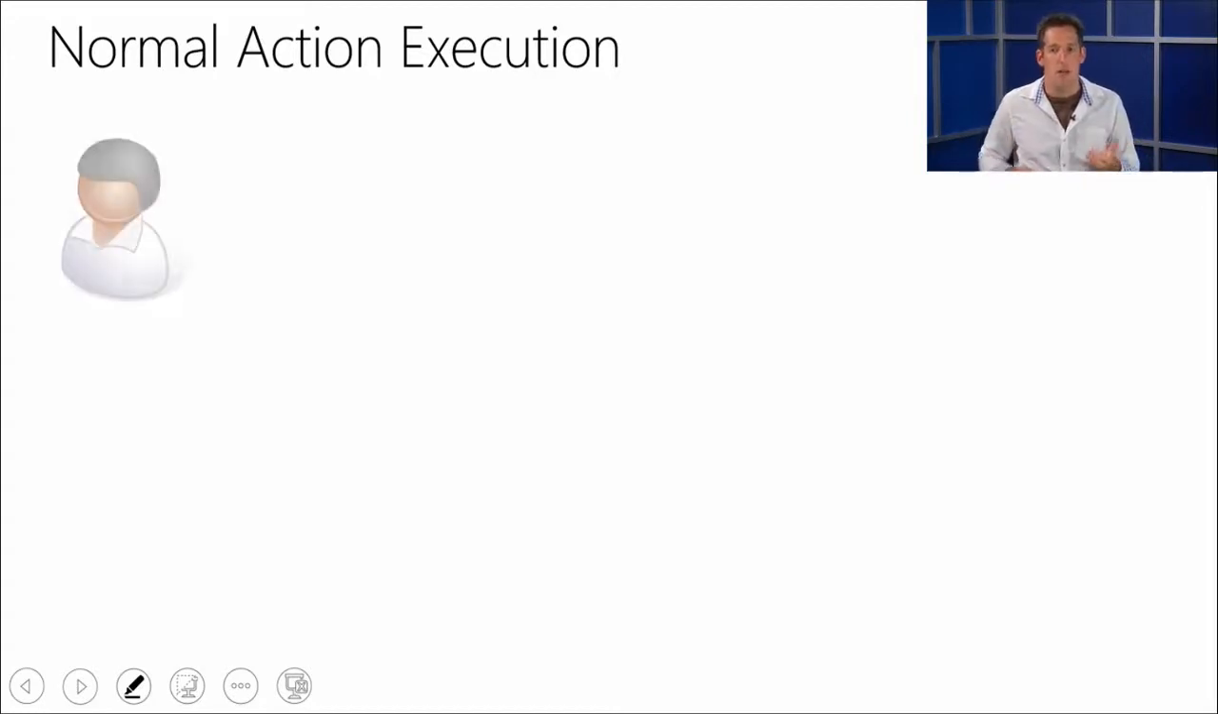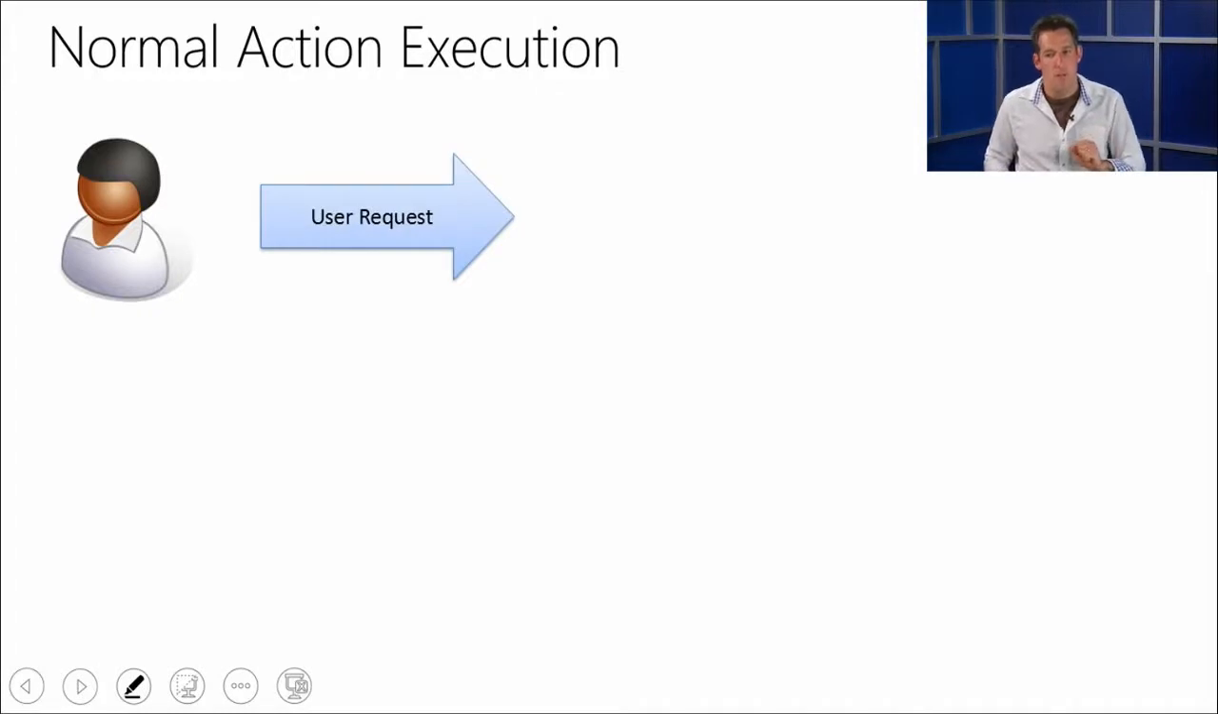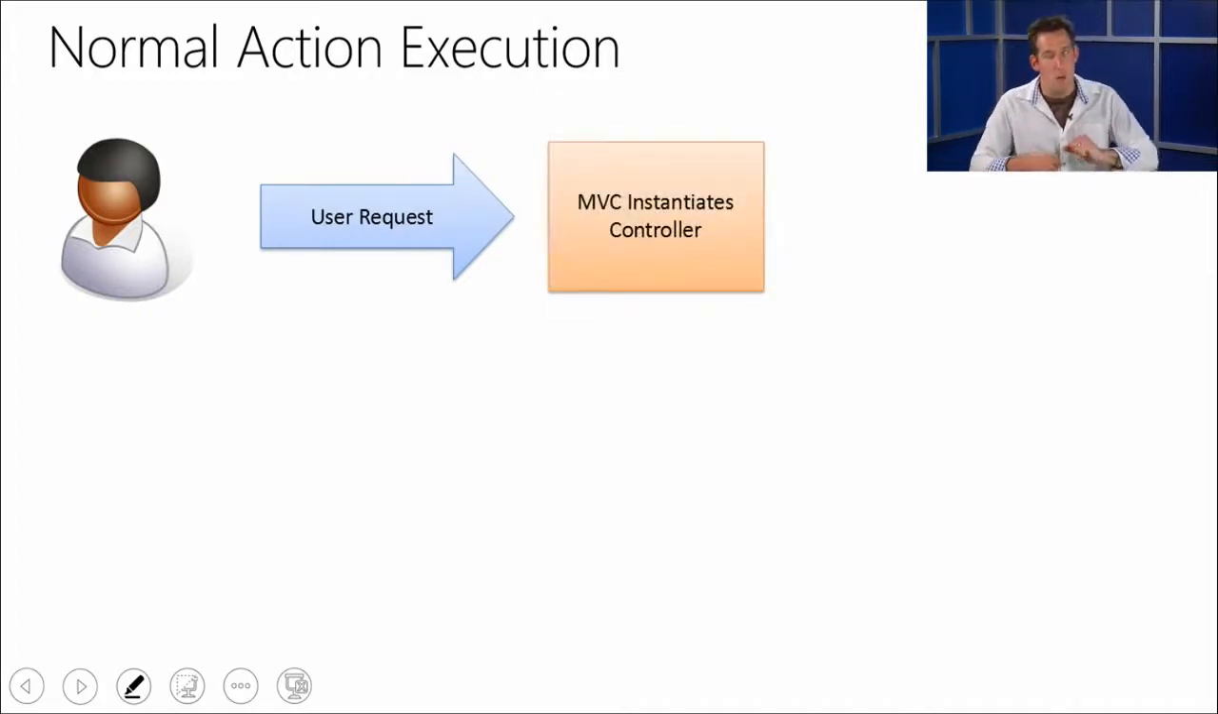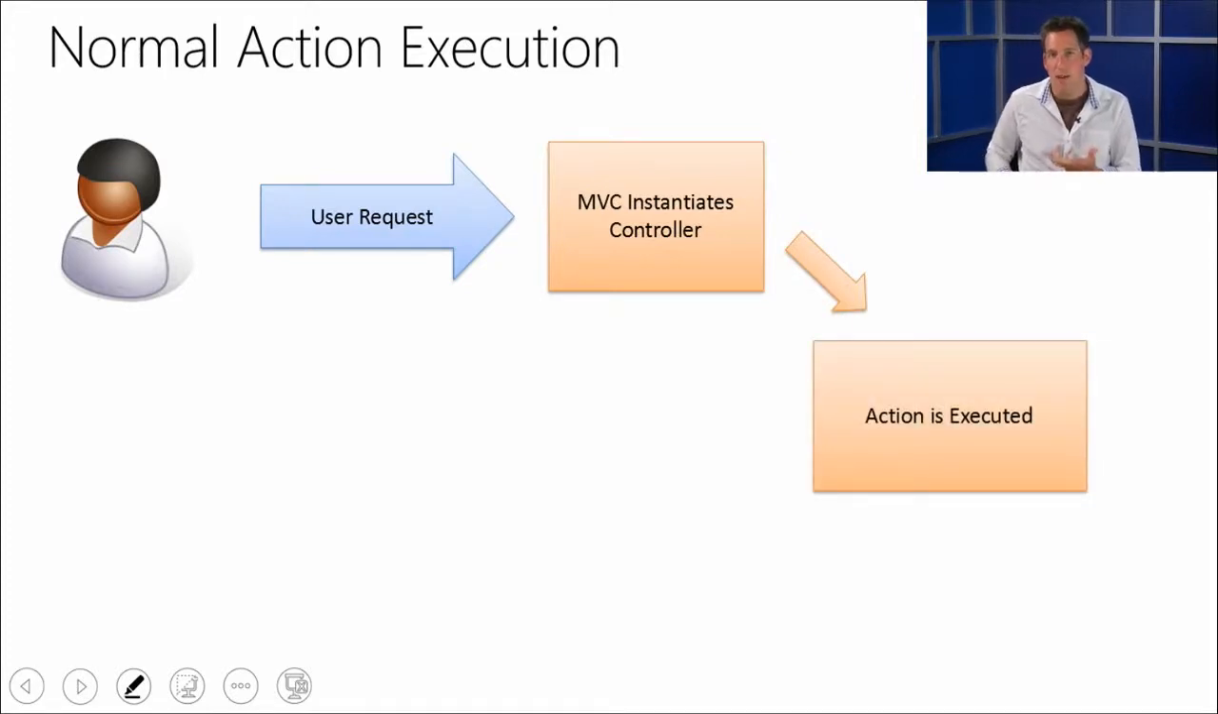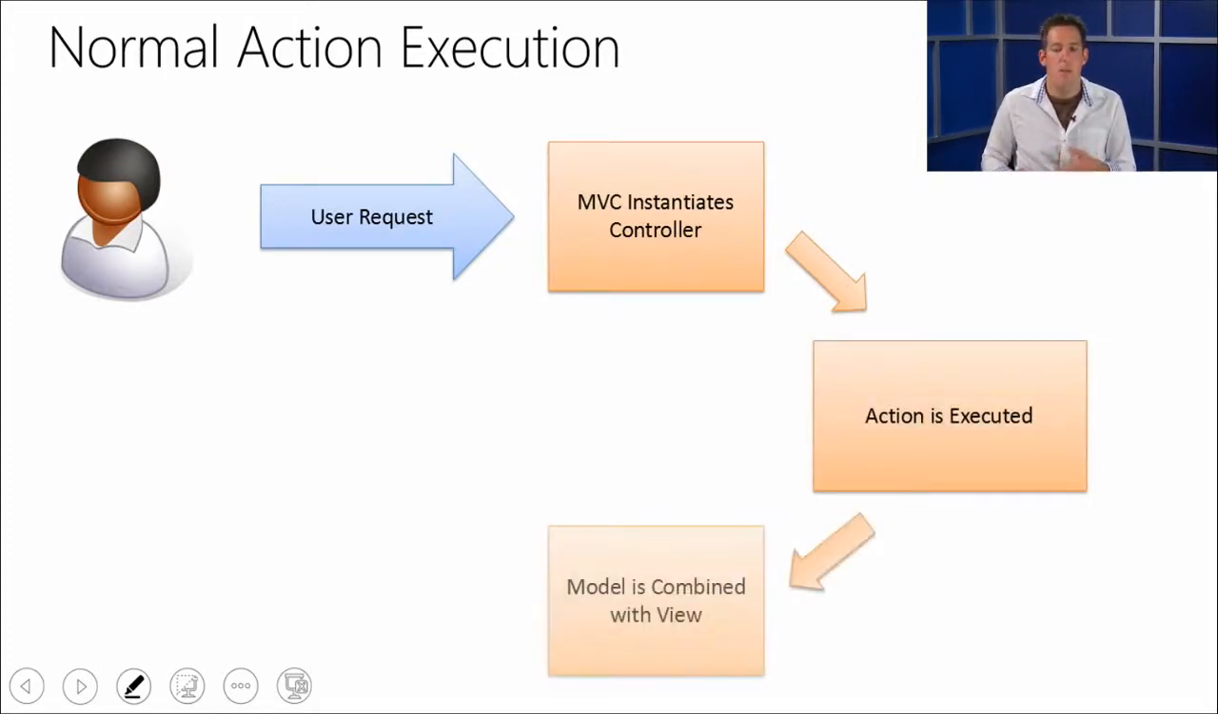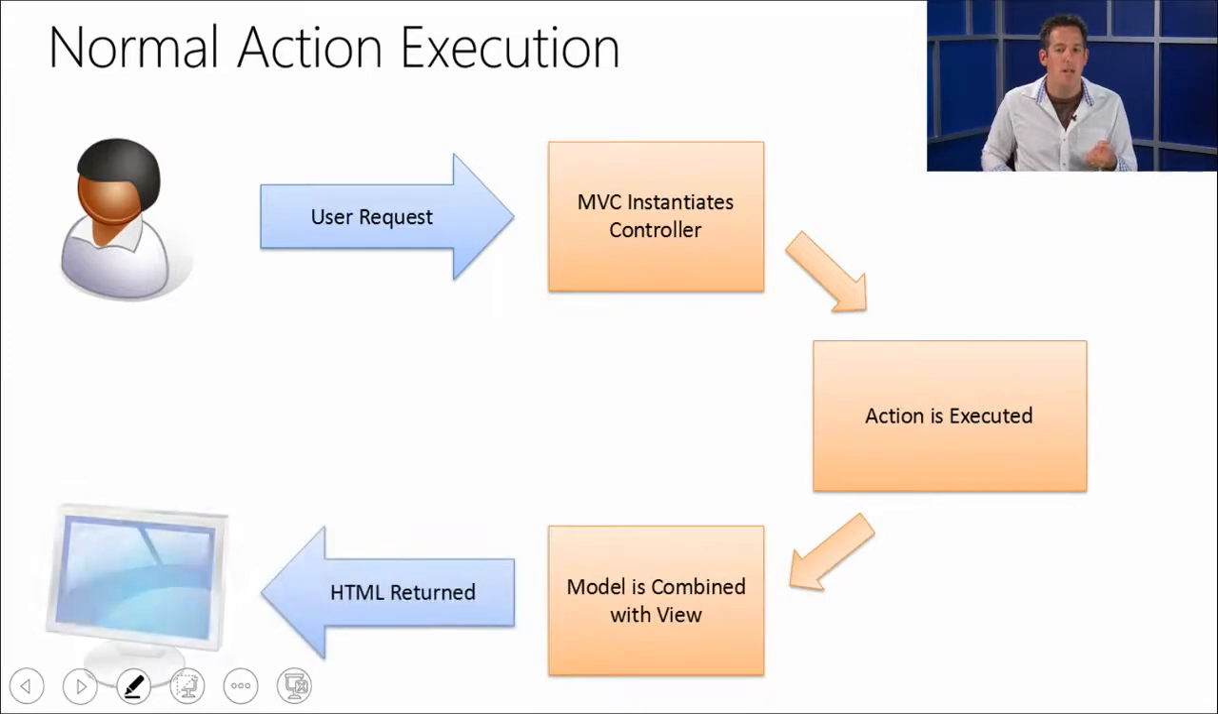Now, to break this down a little bit, let's talk about normal execution here. So there's my little user, and my little user makes a request. And that request is then going to cause the controller to be instantiated. It's then going to run the action. It's then going to load up the model, combine that with the view, and send that out the door. That's the normal operation.